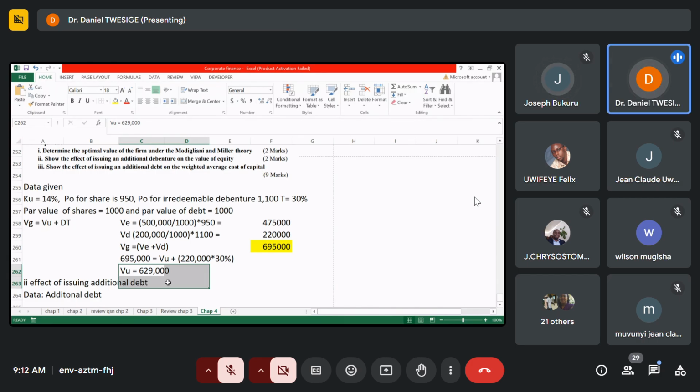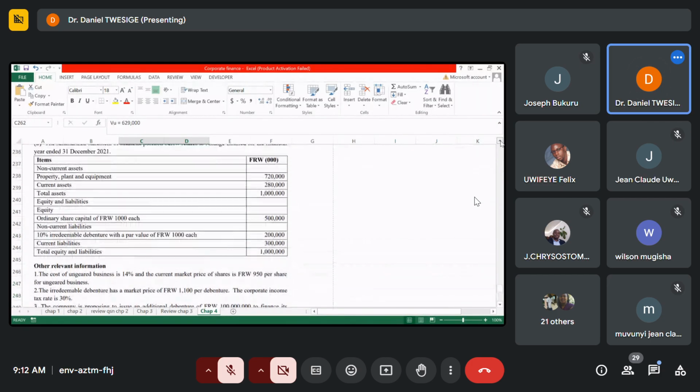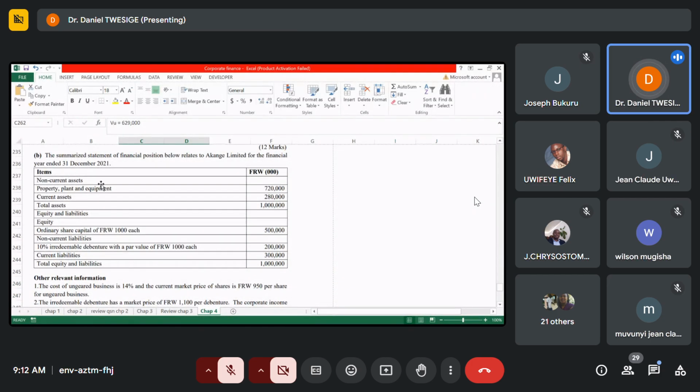The optimal value of the business as per Modigliani and Miller is VU plus the debt tax shield. That's the optimal value of the business as per Modigliani and Miller. Now, basing on the data we have, if you go back to our data, we are looking at this.